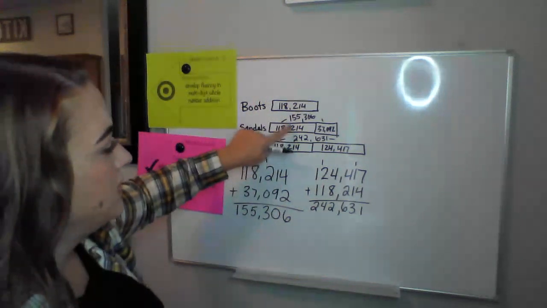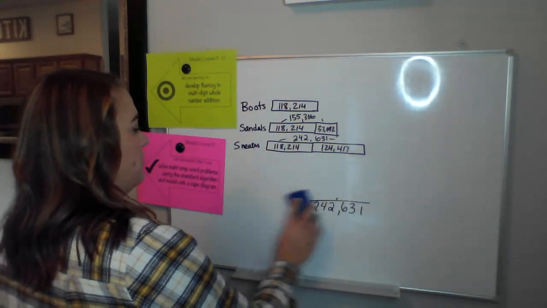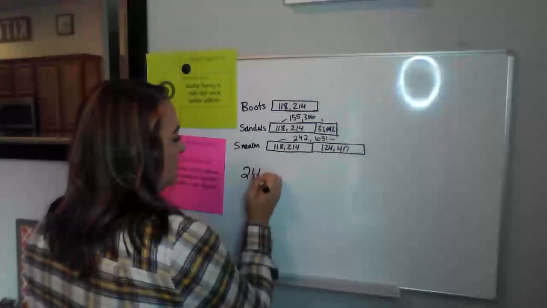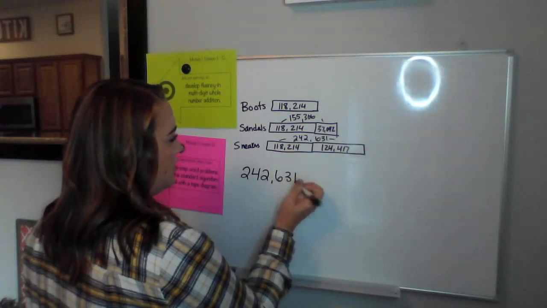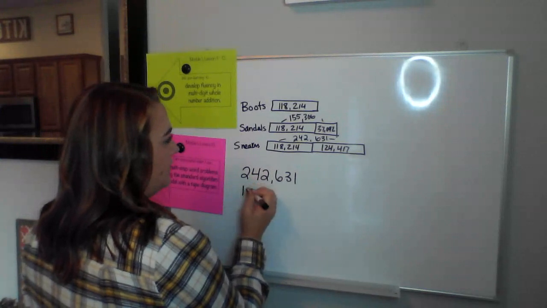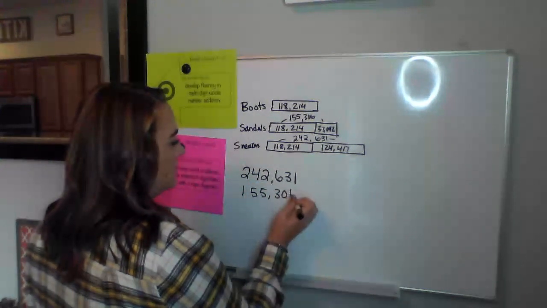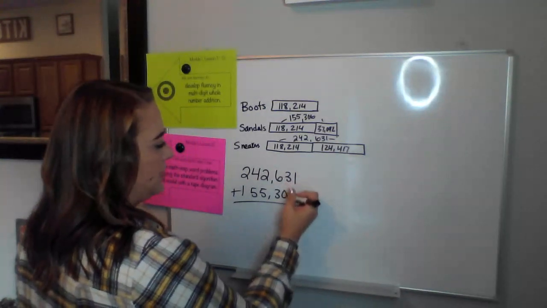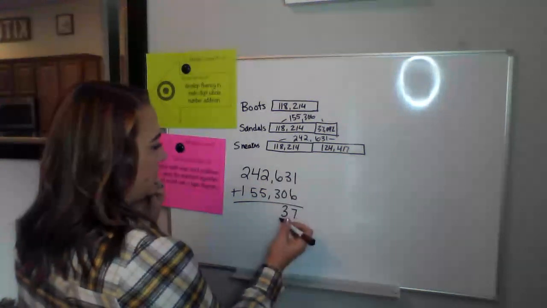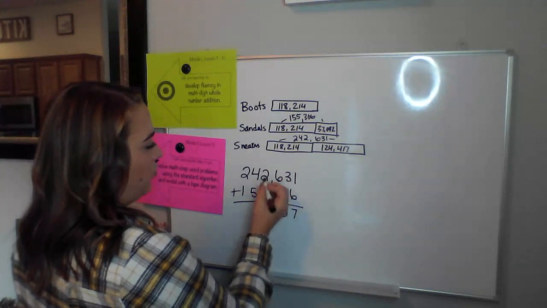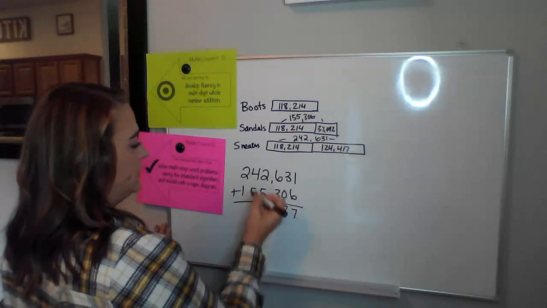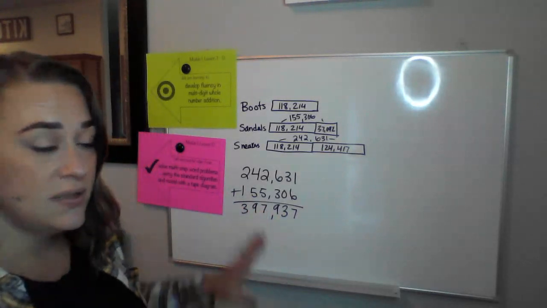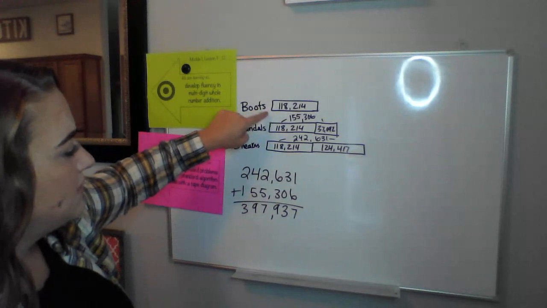Because I have my totals here, I'm going to clear this out so I have room to work. So I'm going to add my sneakers and sandals together first. That's 242,631 plus 155,306. Okay. 6 plus 1, 7. 3 plus 0, 3. 6 plus 3, 9. 5 plus 2, 7. 5 plus 4, 9. 2 plus 1, 3. We didn't have to carry anything over. Okay, so this is our sneakers and sandals, but I still need my boots in there.